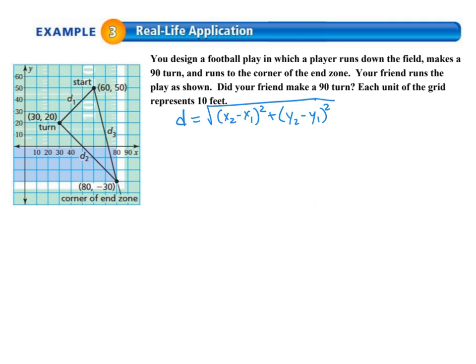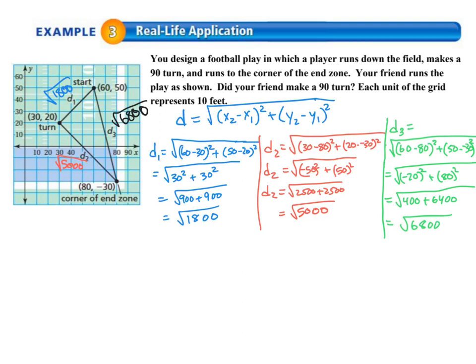Here's what I'm going to ask. Take a minute, pause the video after you've decided which distance you want to find. You can find D1, D2, or D3. So pick one of those 3, pause the video, go off, and try and calculate that.